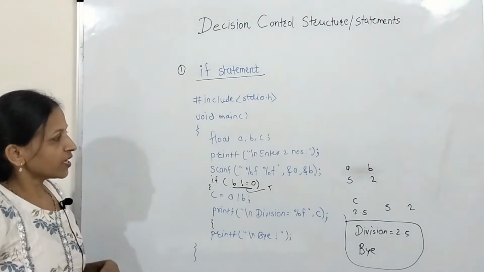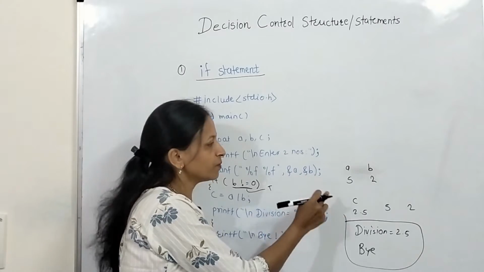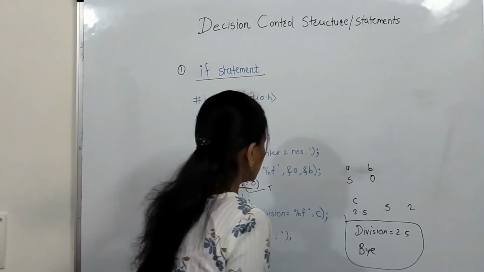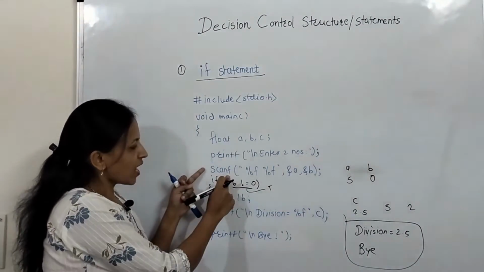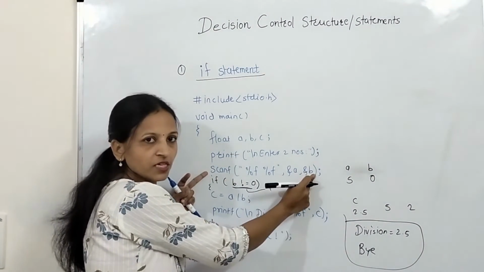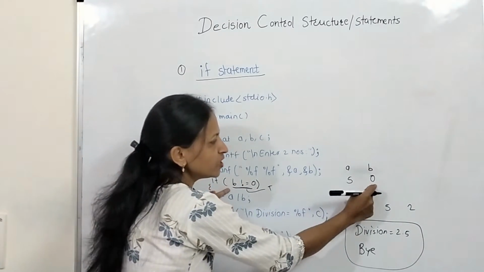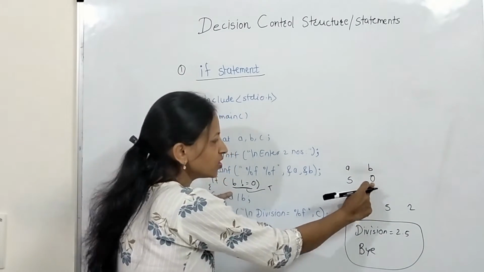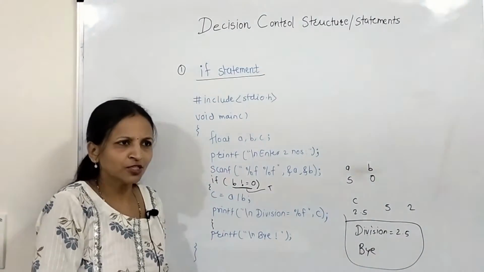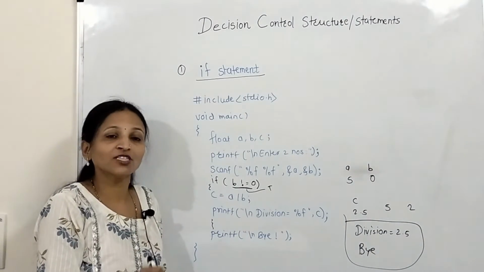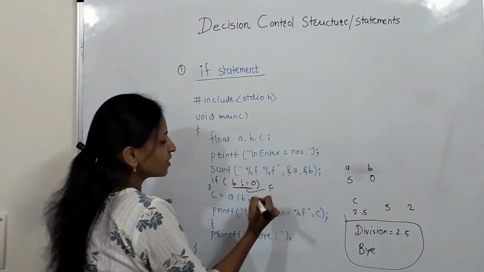Suppose I am again executing this program, and suppose the user has given the second number as 0. Now what will happen here? Control will come here after accepting two numbers from the user. Control will come here and will check b is not equal to 0. It is false because b is equal to 0. b is not equal to 0 is false because b is equal to 0 here. That's why this condition will become false.